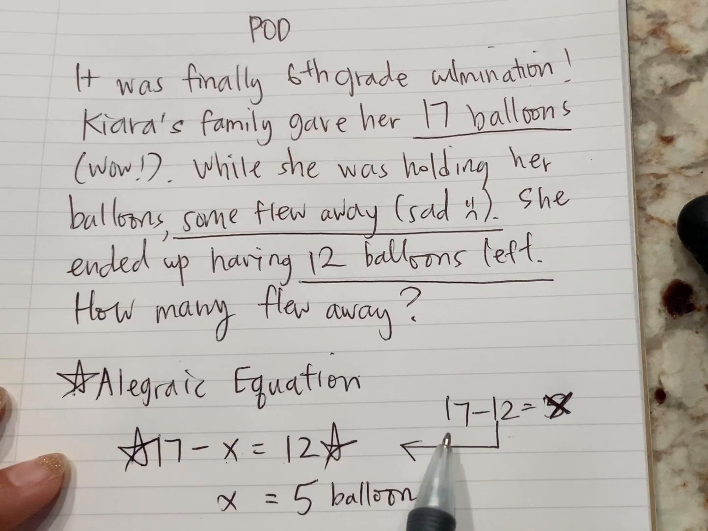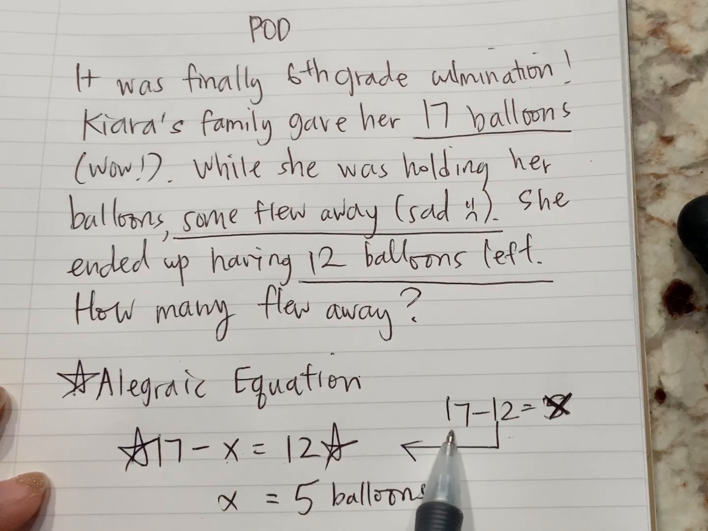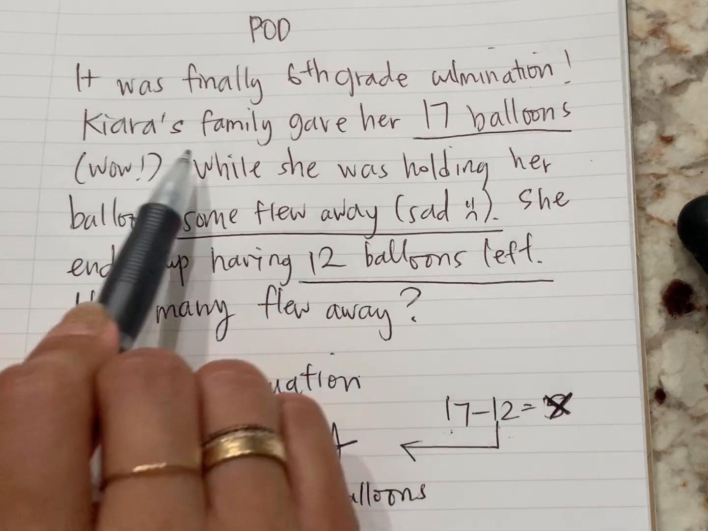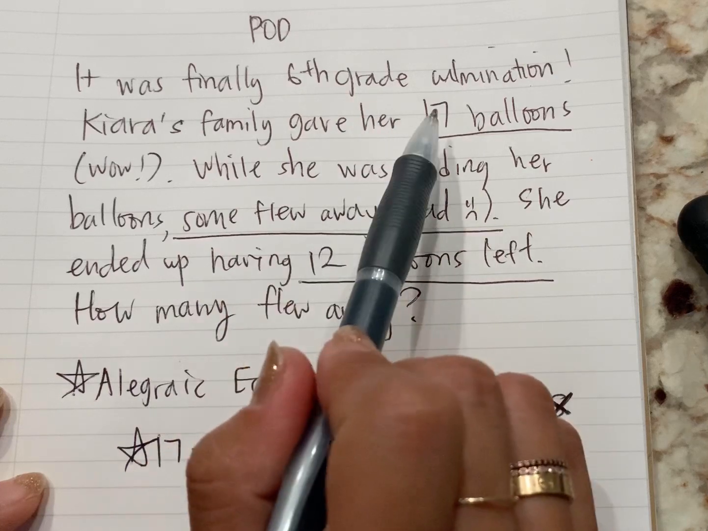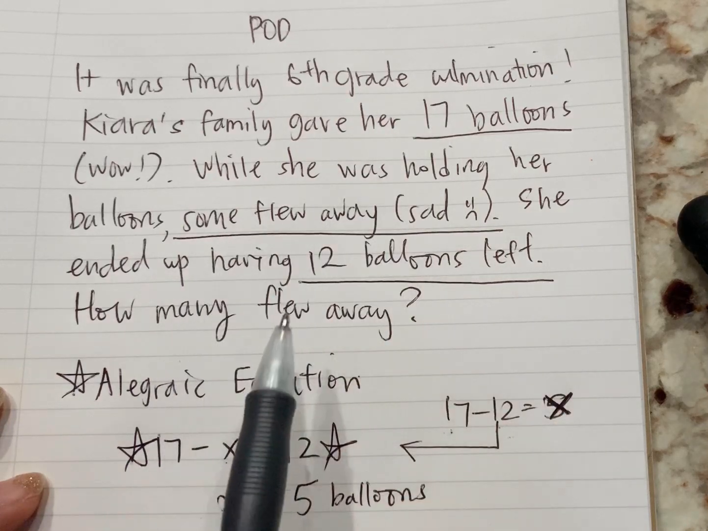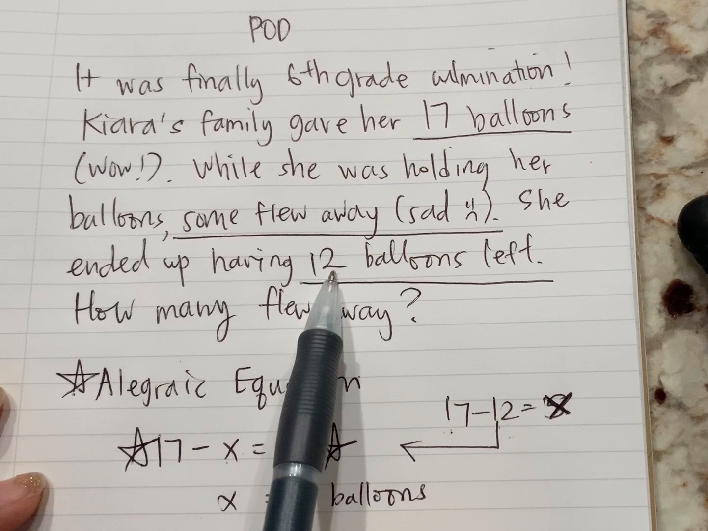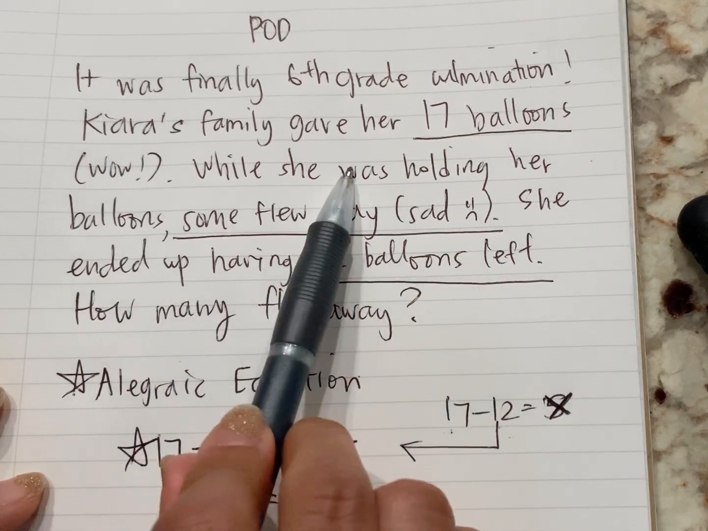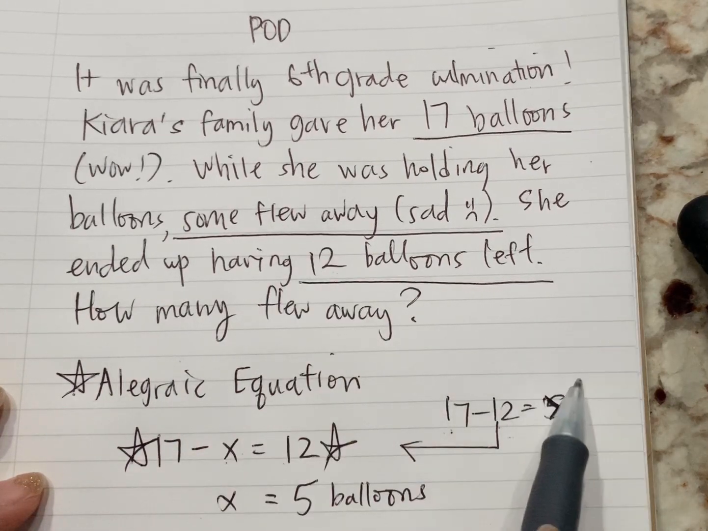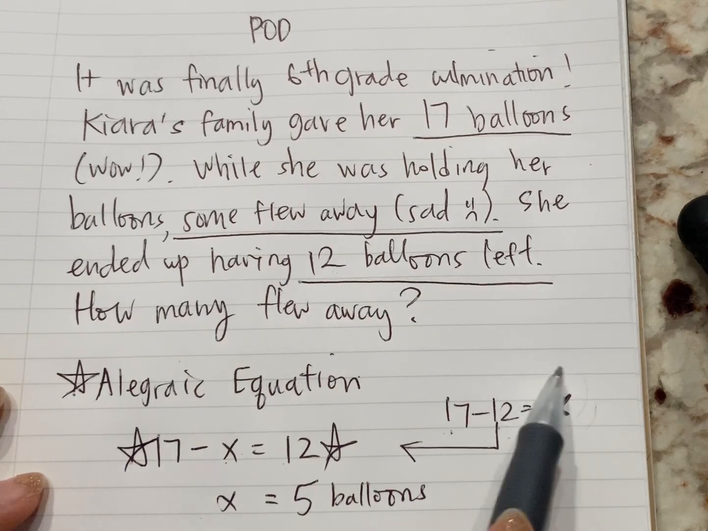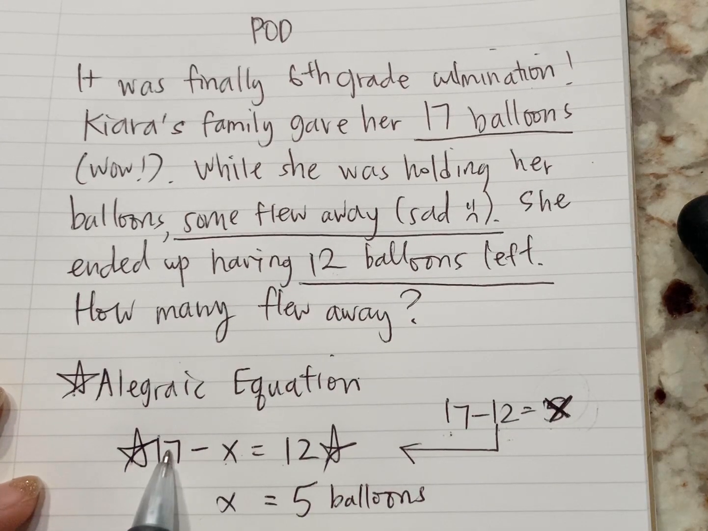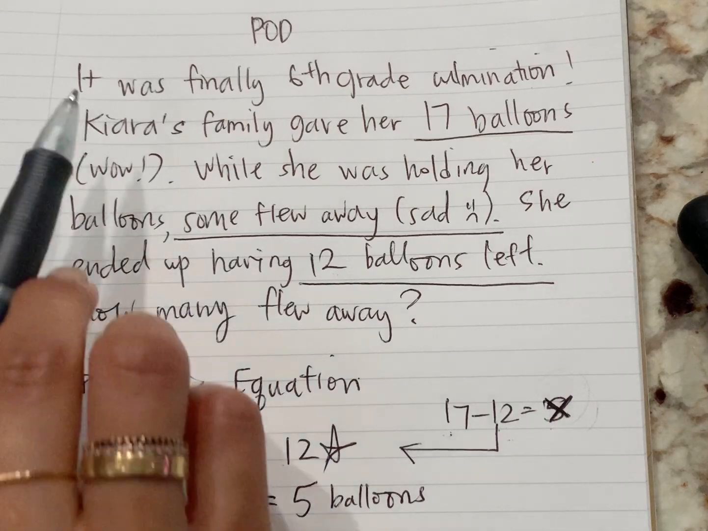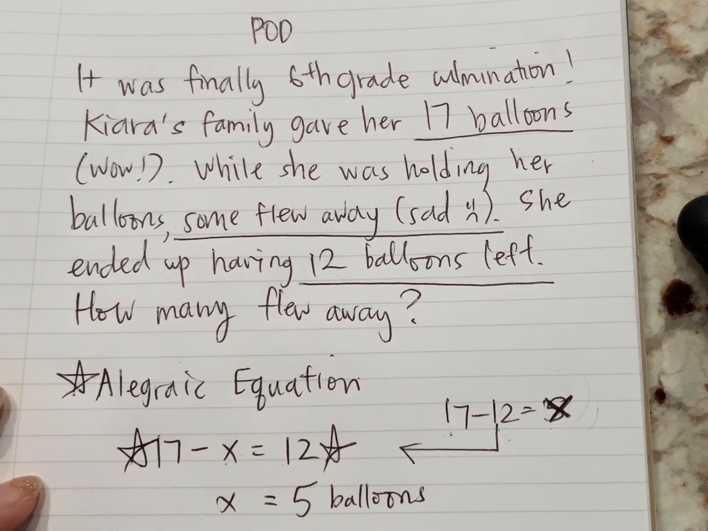Okay, this is saying Kiara had 17 balloons and 12 went away. 12 were subtracted from there. And that's not really what the story is saying at all, right? Kiara had 17 balloons, some flew away, and she had 12 balloons left. This does not reflect that, even though this might get you to the quote-unquote right answer. When you're asked to create an algebraic equation, you have to read carefully at what the POD is saying.